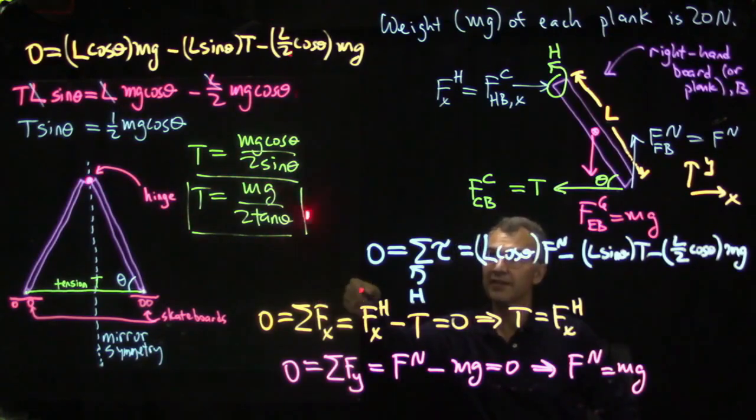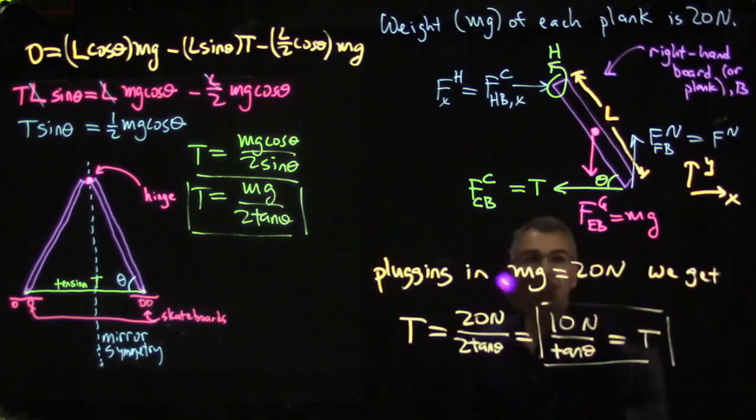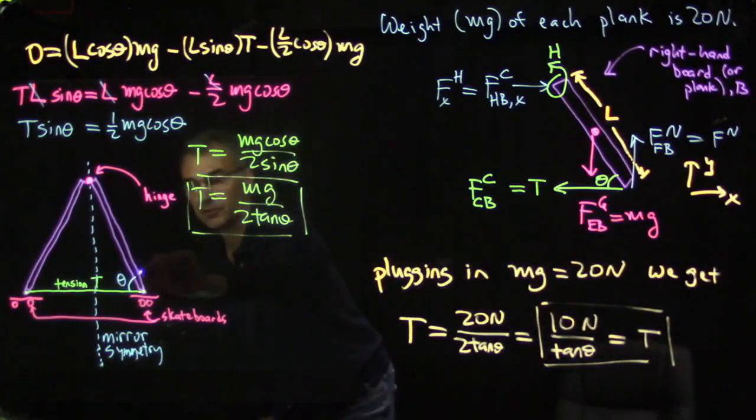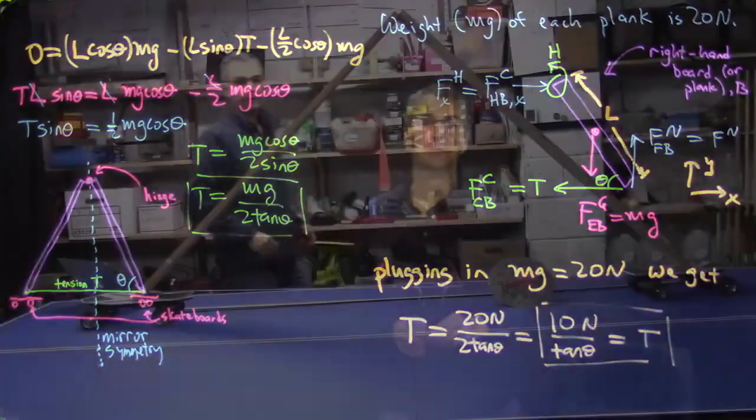Now let's see how this calculated result compares with our model that we built. So mg is 20 newtons, so we should have a tension of 10 newtons divided by tan theta. So plugging in a weight of 20 newtons for one board, we get that the tension in the cable that holds the arch together horizontally should be 10 newtons divided by tan theta, where this theta is measured with respect to the horizontal. So let's go see how that worked out.